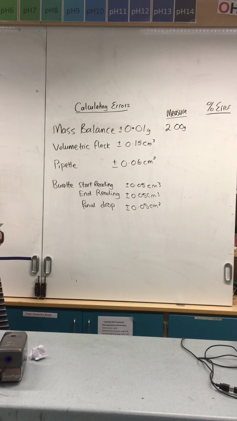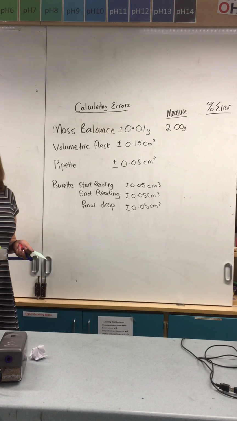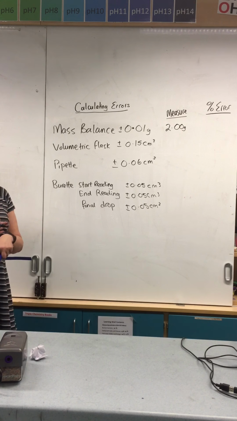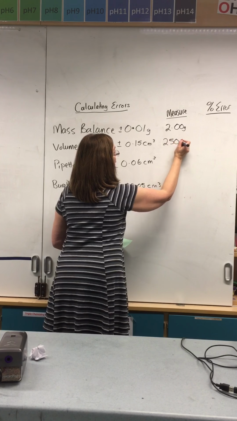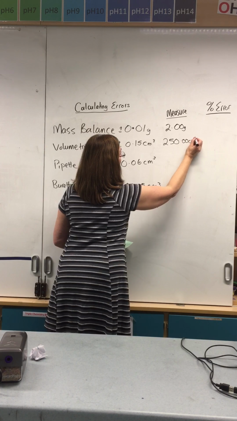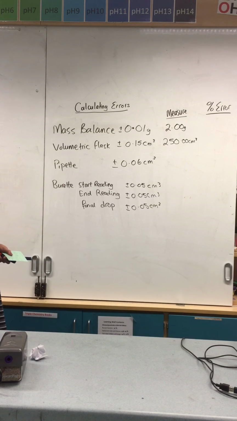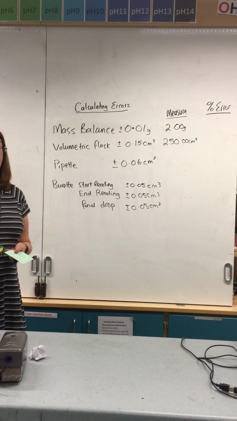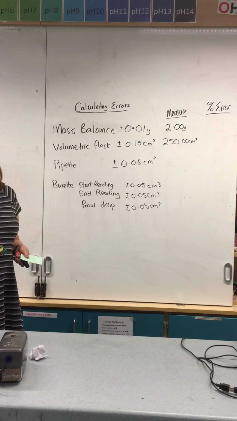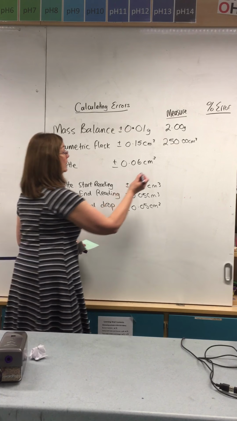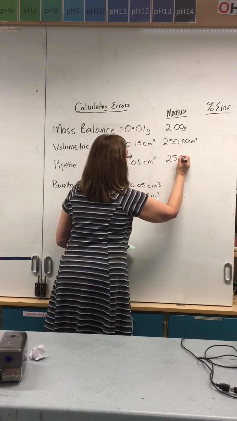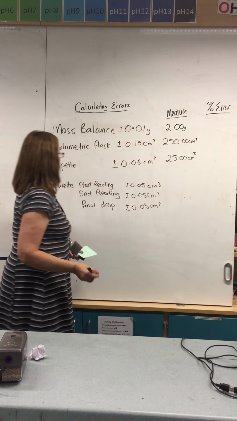The volumetric flask has an error of plus or minus 0.15 centimetres cubed. The volumetric flask was 250 centimetres cubed in total because that's the volume we were making up. So the measure on this is 250 centimetres cubed. The pipette also has an error of plus or minus 0.06 centimetres cubed, and I measured out 25 centimetres cubed of liquid.